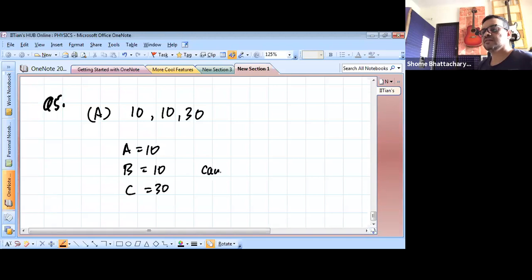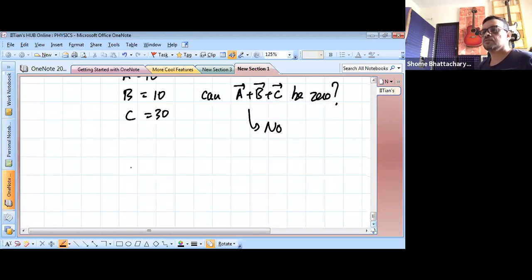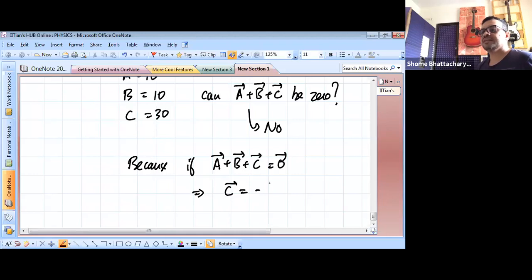Then can A plus B plus C be 0 or a null vector? That is the question. And the answer to this is no. Because, as you know, if A plus B plus C were equal to 0, then C would be equal to minus of A plus B.